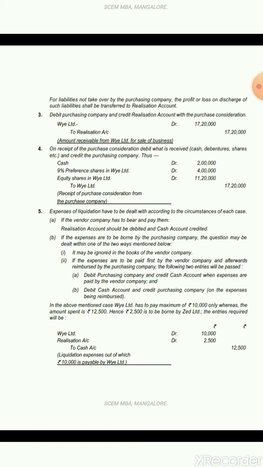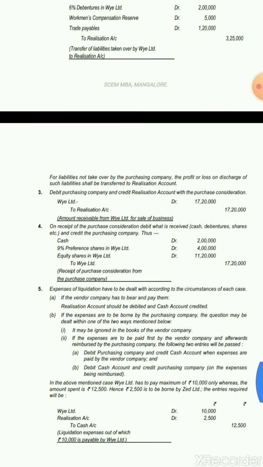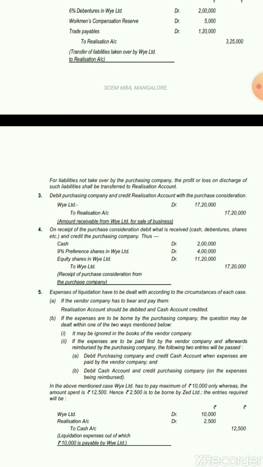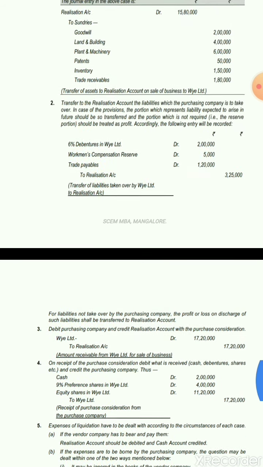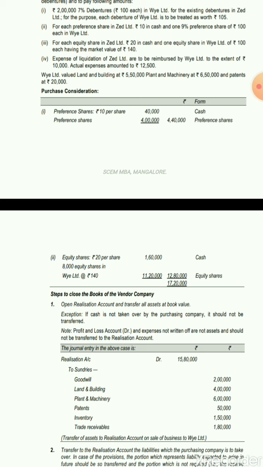Then the next entry is passed for the receipt of purchase consideration. So how do we account it? We know the fact that this purchase consideration has been paid in 3 forms, right? When we calculated purchase consideration, we understood one form is cash, the other 2 forms are equity shares and preference shares. So what is the total amount of purchase consideration discharged in cash? 40,000 plus 1,60,000, which is 2 lakh. So 2 lakh is discharged in cash, and the remaining, that is 4 lakh plus 11,20,000, which is 15,20,000, is paid in the form of shares.